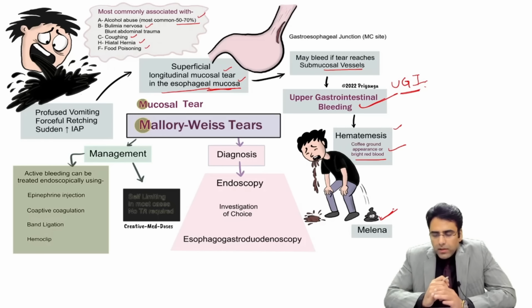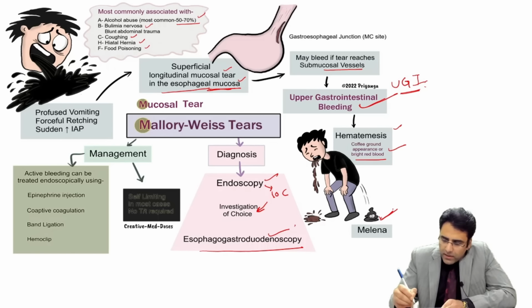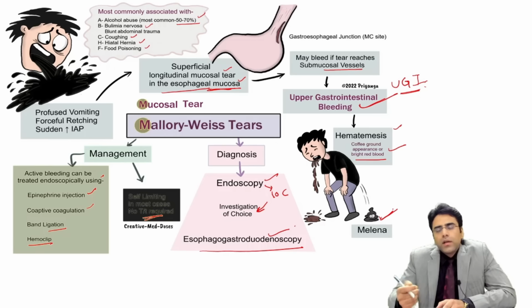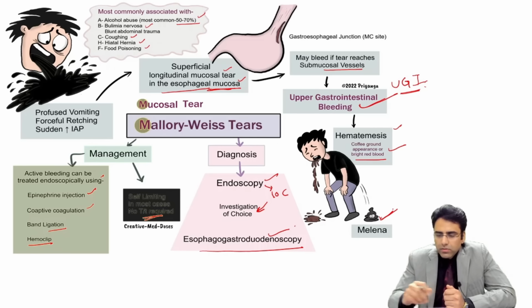Clear? Now, if we talk about the diagnosis, endoscopy is the investigation of choice. Clear? And you can go for esophagogastroduodenoscopy also. Clear? After that, what is the management? It is self-limiting in most of the cases and no treatment is required. But if there is active bleeding, it can be treated endoscopically using epinephrine injection, thermal coagulation, band ligation, or sometimes hemoclipping of the involved vessel. Hemoclipping is done by what? Using endoscopy, we apply clipping of that vessel under vision with the help of the endoscope in order to control the bleeding.